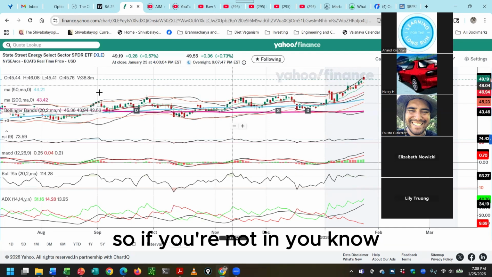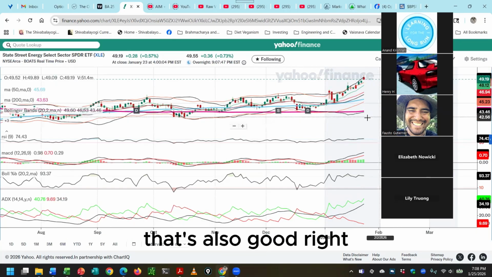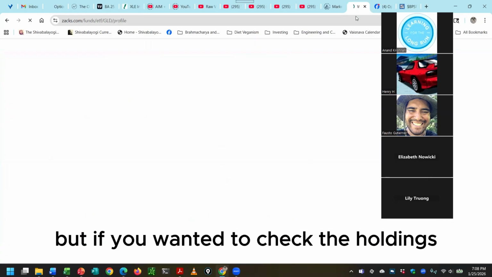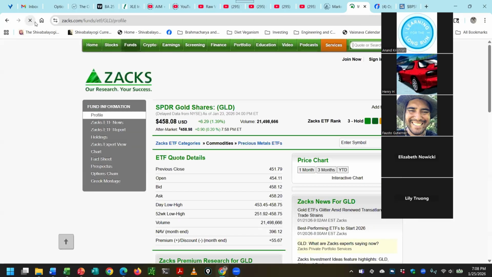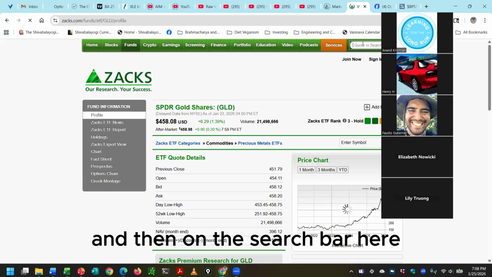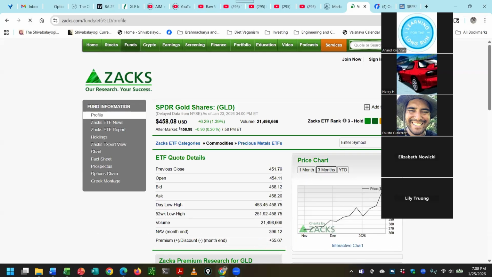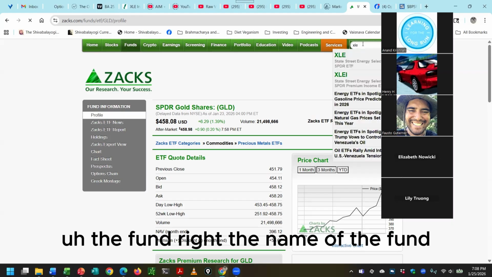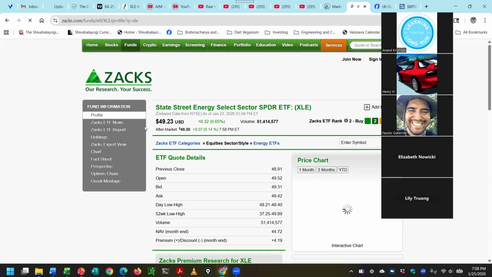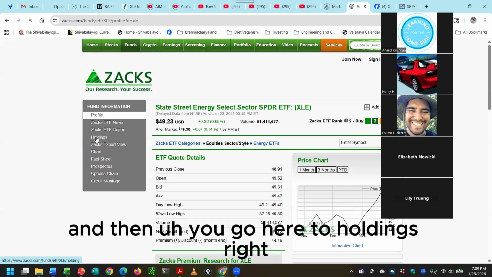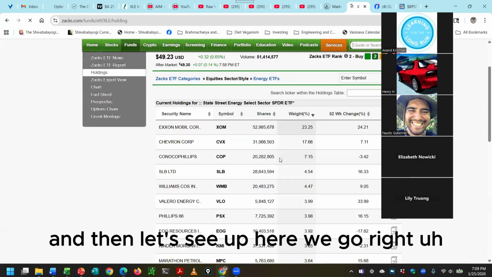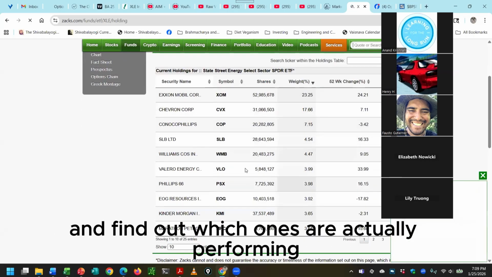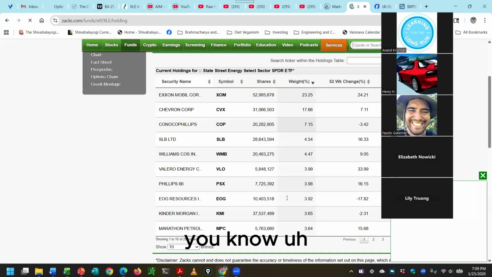If you want to trade the actual sector itself, that's also good. But if you wanted to check the holdings, you go to this website called Zacks.com. Then on the search bar here, you can type in the name of the fund, and then you go here to holdings. Let's see, here we go. You can check the top 10 holdings and find out which ones are actually performing relatively well by looking at the ADX.